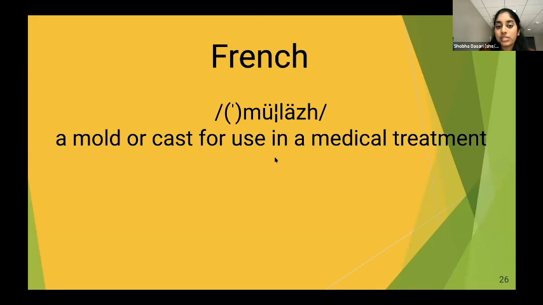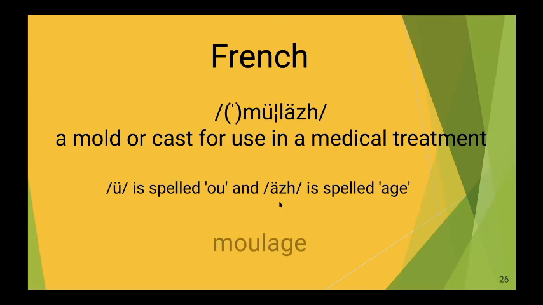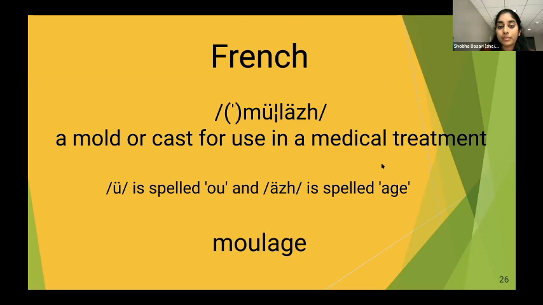Amazing. Okay, so language patterns for this is that the oo sound is spelled with an OU, and then the aj sound is spelled with an AGE. So this word is spelled MOULAGE, moulage.